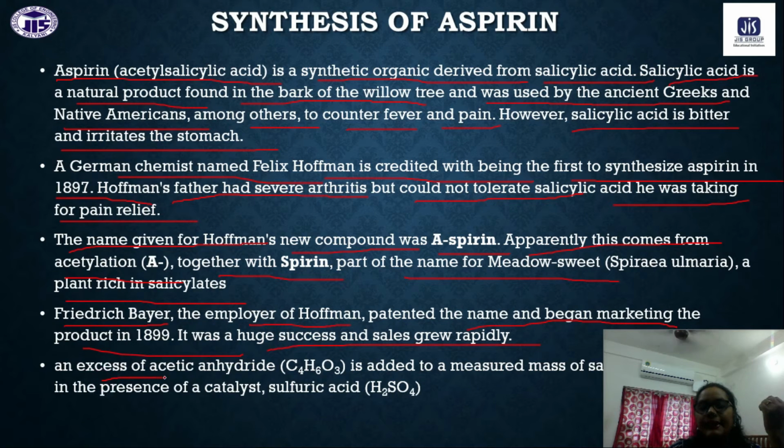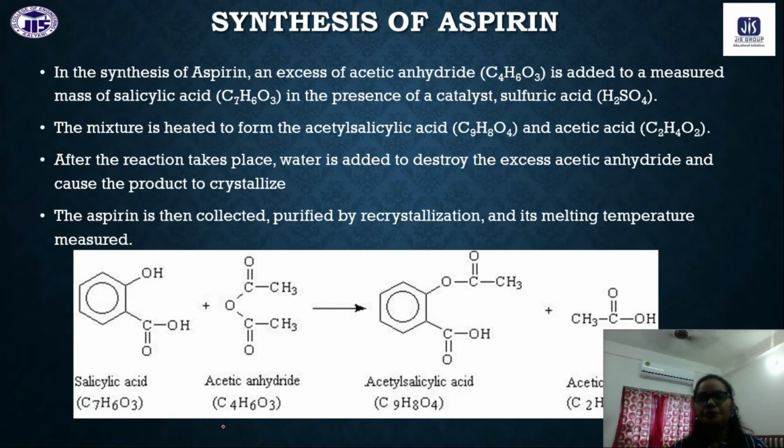An excess of acetic anhydride is added to a measured mass of salicylic acid in the presence of sulfuric acid as a catalyst. Now we will see the mechanism, how we can synthesize the aspirin molecule. So first of all we use salicylic acid and acetic anhydride. They will attach with each other and form acetyl salicylic acid. As I told earlier, the chemical name of aspirin is acetyl salicylic acid.